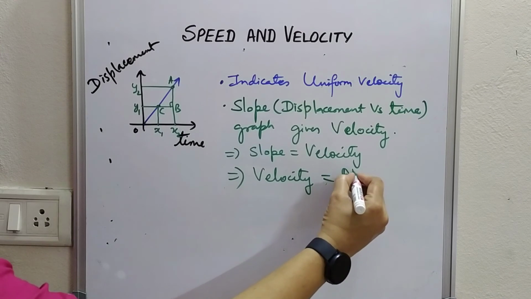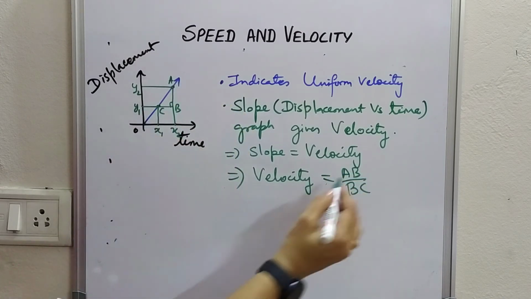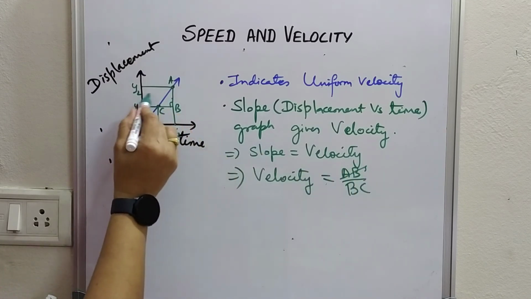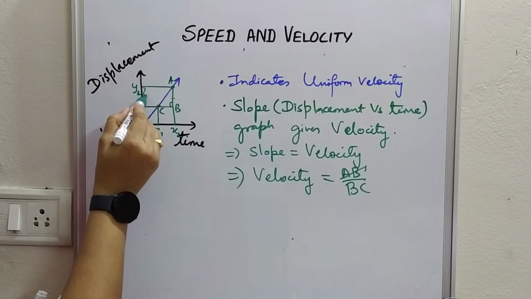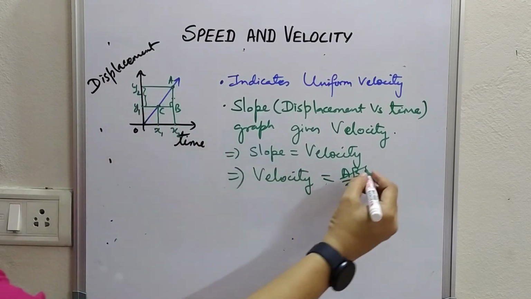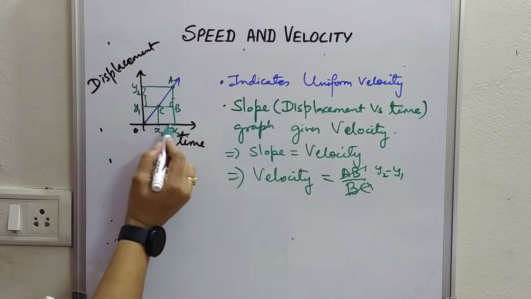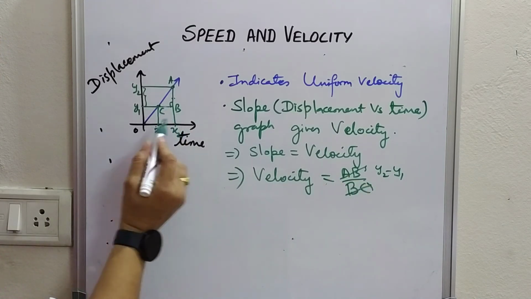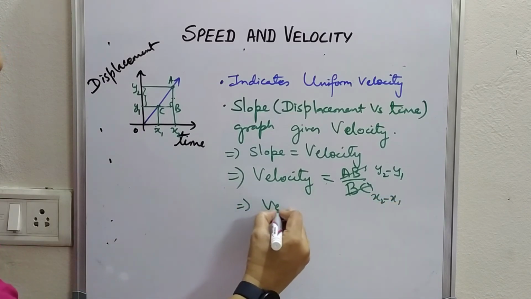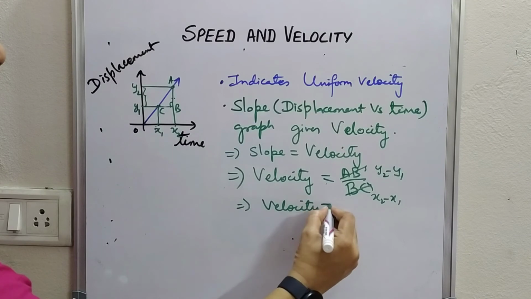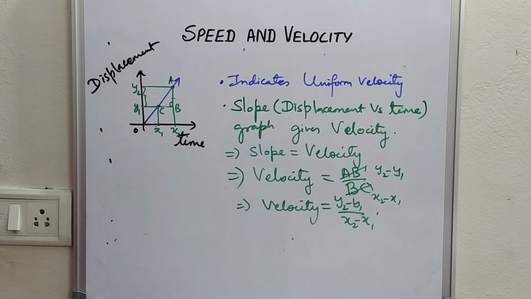Slope is the ratio of perpendicular by base. Perpendicular is AB, base is BC. And from this, the opposite sides are equal. So AB and this distance are the same. And this distance is the bigger number minus the smaller number, so y2 minus y1. And BC is equal to this distance, and this distance is the bigger minus smaller, that is x2 minus x1. So velocity can be found using the formula y2 minus y1 by x2 minus x1 graphically.